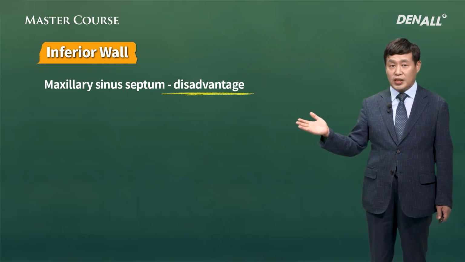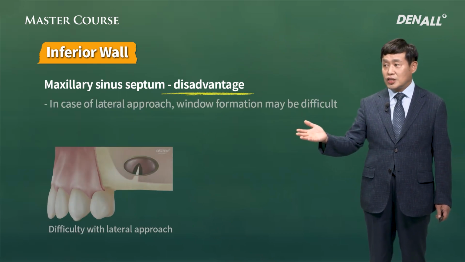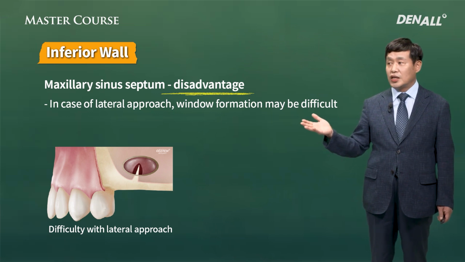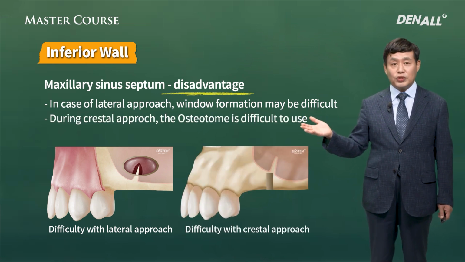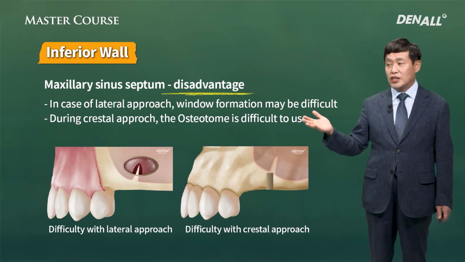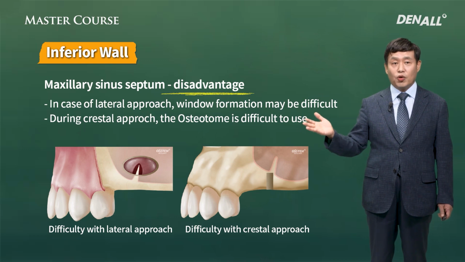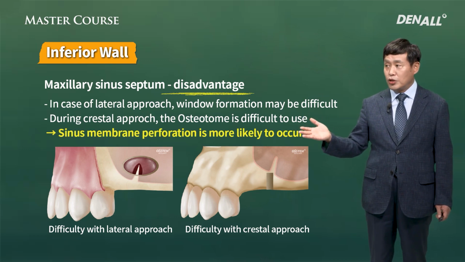especially for a lateral approach. If there is a septum, it can pose a problem in creating a window. And the septum also can be a problem with the crestal approach. Sinus perforation can easily be made.